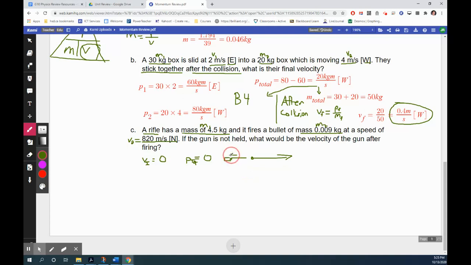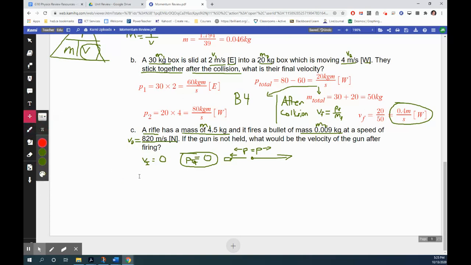And so what we've got to notice is, what is the momentum here? The momentum forward has to equal the momentum that goes backwards, and they have to cancel out to get back to 0, because that's our total momentum. It's important to understand that if something's stationary at the beginning, the total momentum is 0. So what we're going to do is find out the momentum forward and apply that to the gun moving backwards.